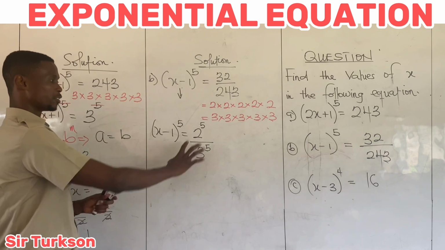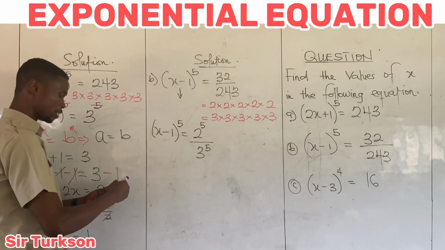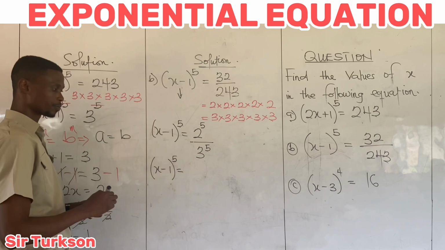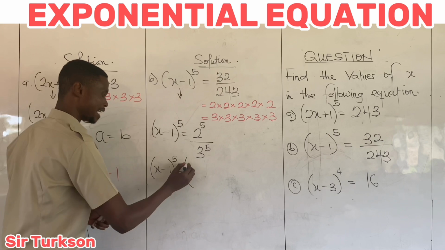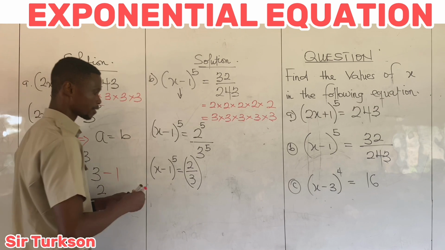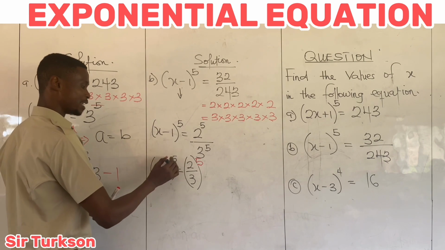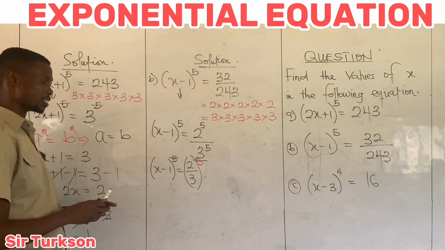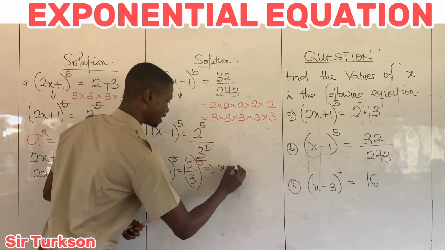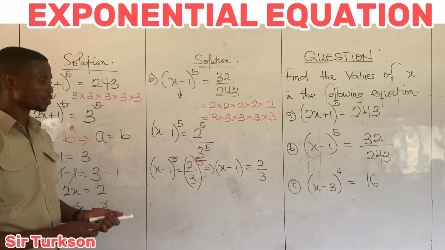So we have this. Now I need to factor out this because 5 is common. So the common factor here is 5. We need to factor out this. So we are going to have (x - 1) exponent 5 equal to (2 out of 3) exponent 5. So we have factored out 5 here. Here I'm going to do away with the 5 because the exponents are the same. So we do away with the exponent. Now we are left with x minus 1 equal to 2 out of 3. Beautiful. So this is what we have.